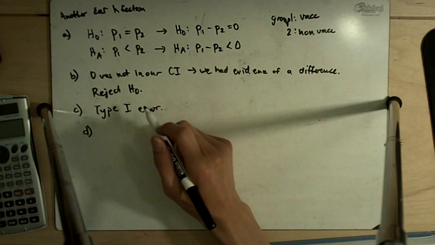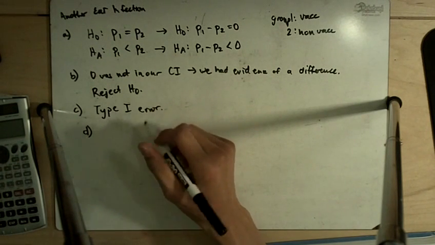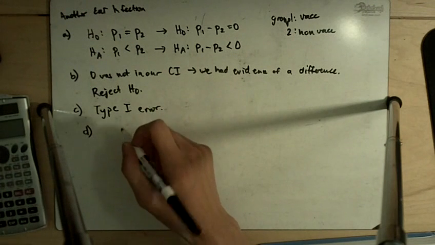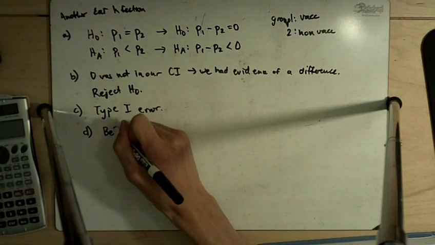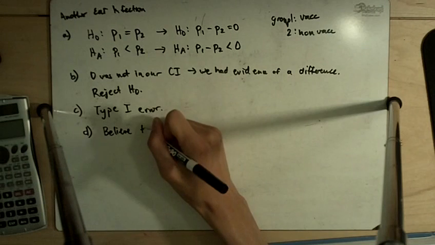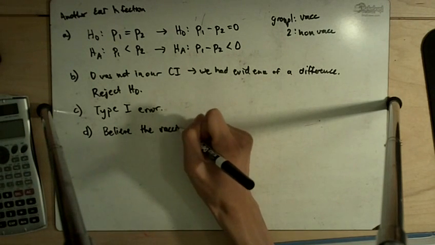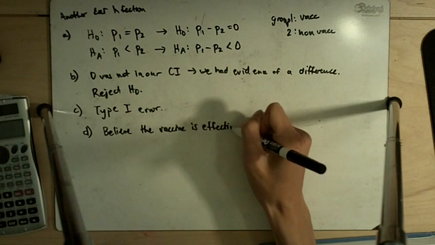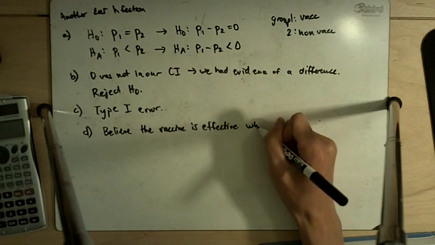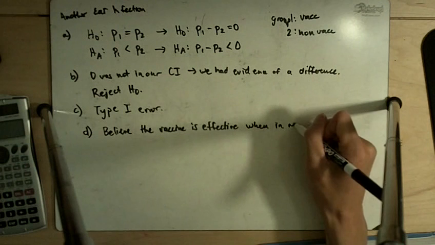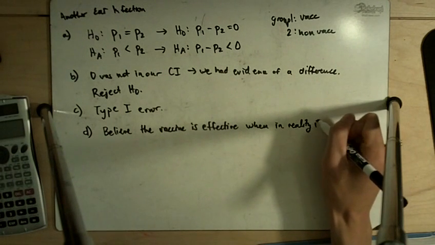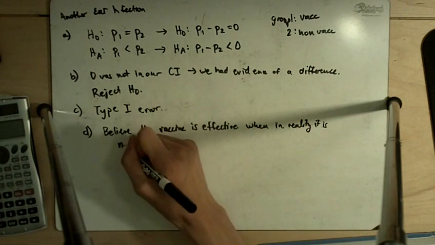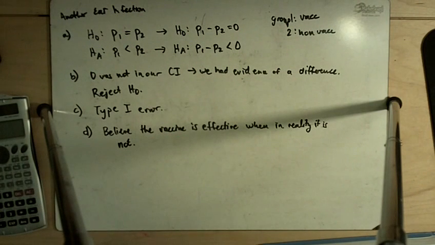the consequence of rejecting the null hypothesis but being wrong, this would cause us to believe the vaccine is effective when in reality it is not. That would be a type 1 error.